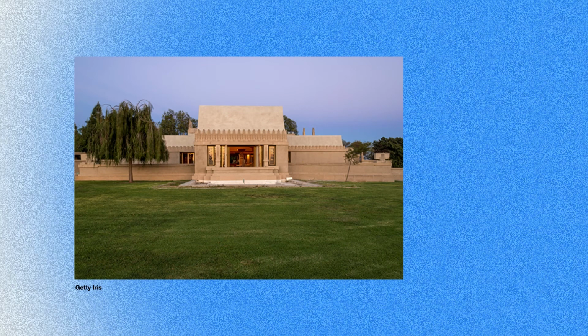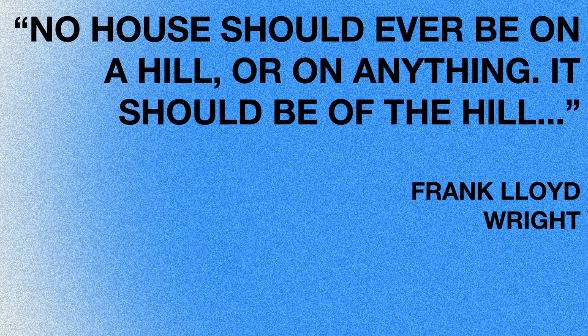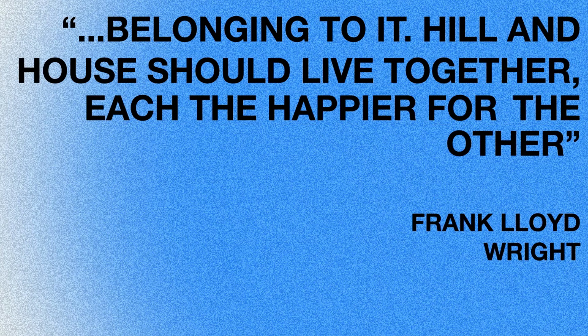One example in which we see this is in his house Fallingwater. Following its construction, Wright was quoted saying that no house should ever be on a hill or on anything. It should be of the hill, belonging to it. Hill and house should live together, each the happier for the other.